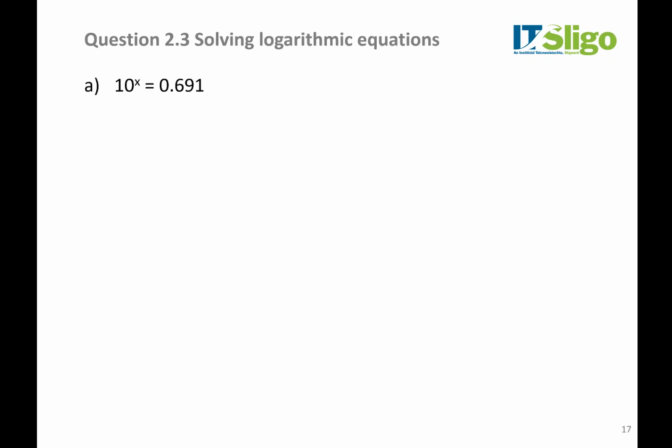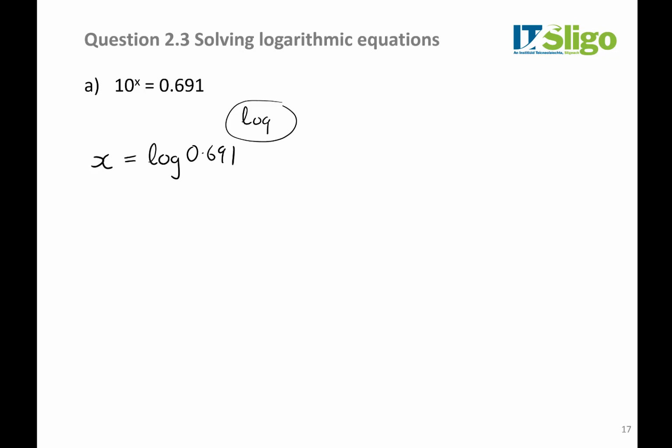Now we're going to look at solving log equations. So same idea. I want to get x on its own. I want to kill 10 to the power of. So I'm going to get log to the base 10 of both sides, just the log really. When I do it to the left, I get x. And when I do it to the right, 0.691. Get your calculator. The log of 0.691.